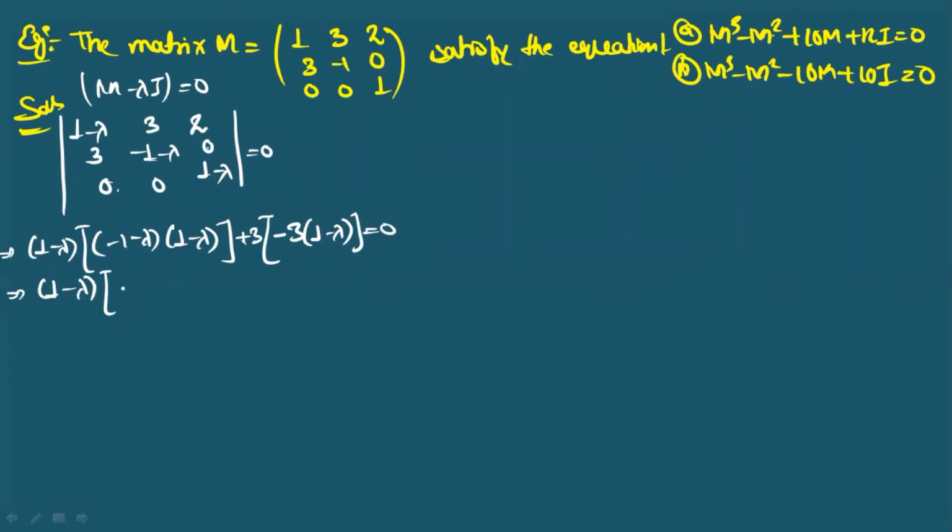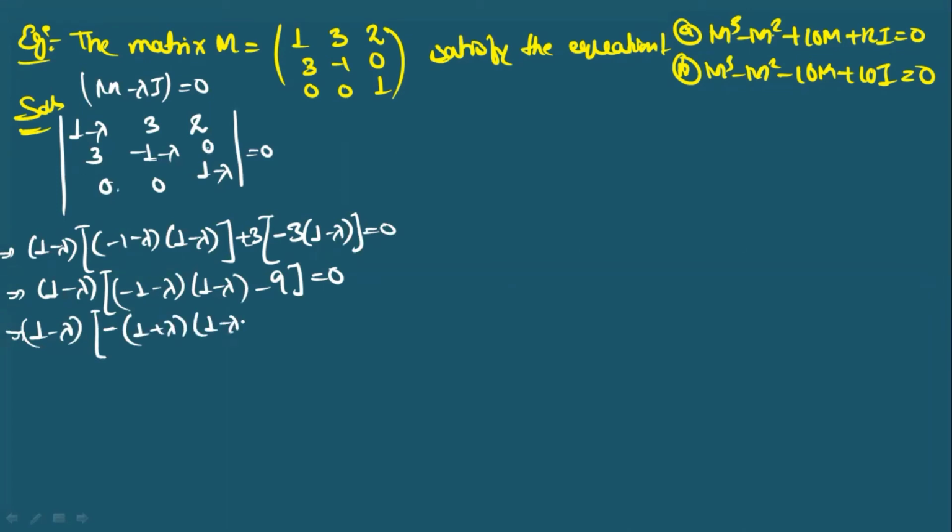When you do so, if I take (1 minus lambda) common, you will get minus (1 minus lambda), and this is (1 minus lambda), and this is plus a minus 9, so it is equal to 0. Clear? So this is (1 minus lambda) only. Now here, this is minus (1 minus lambda). If I take minus common from this one, it becomes (1 plus lambda), and this is (1 minus lambda) minus 9 equals 0.